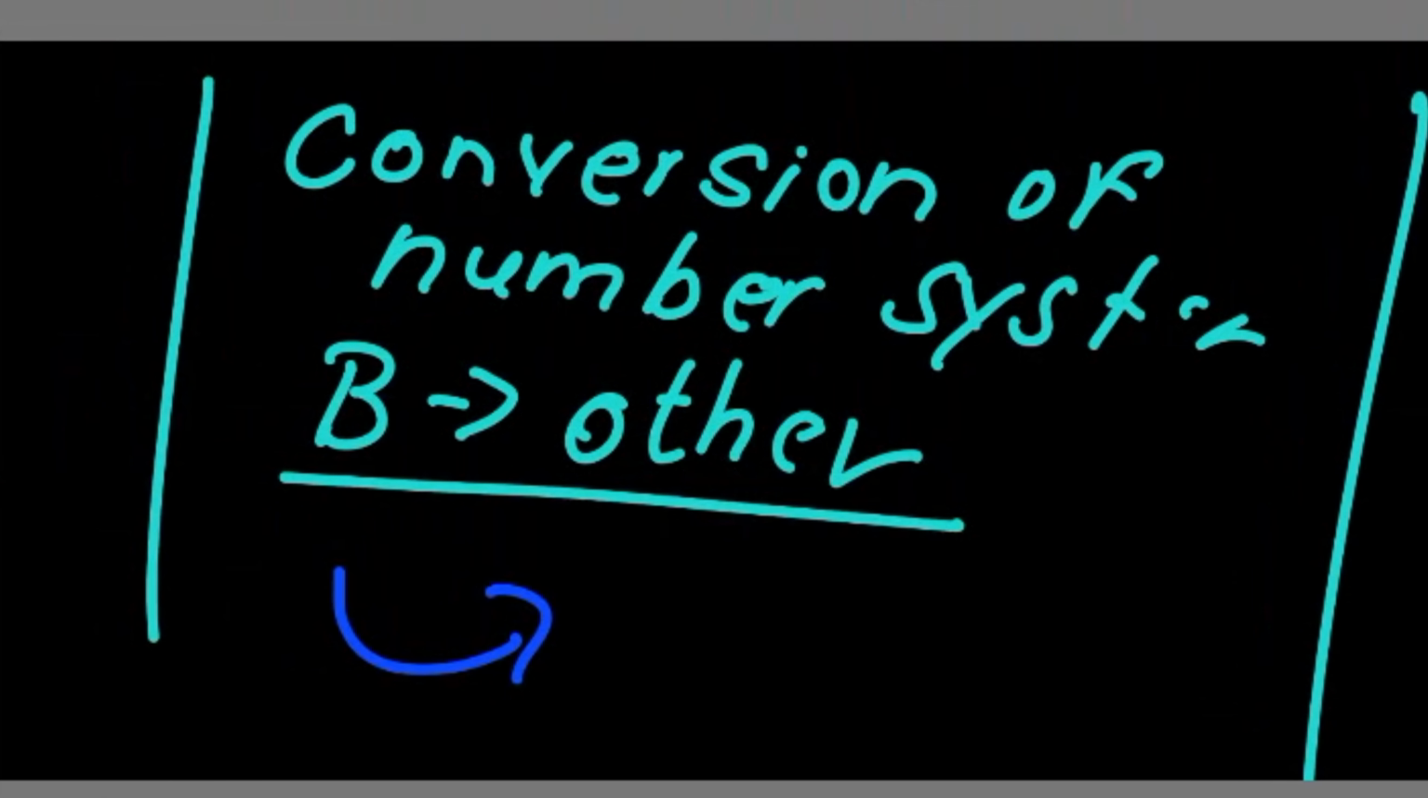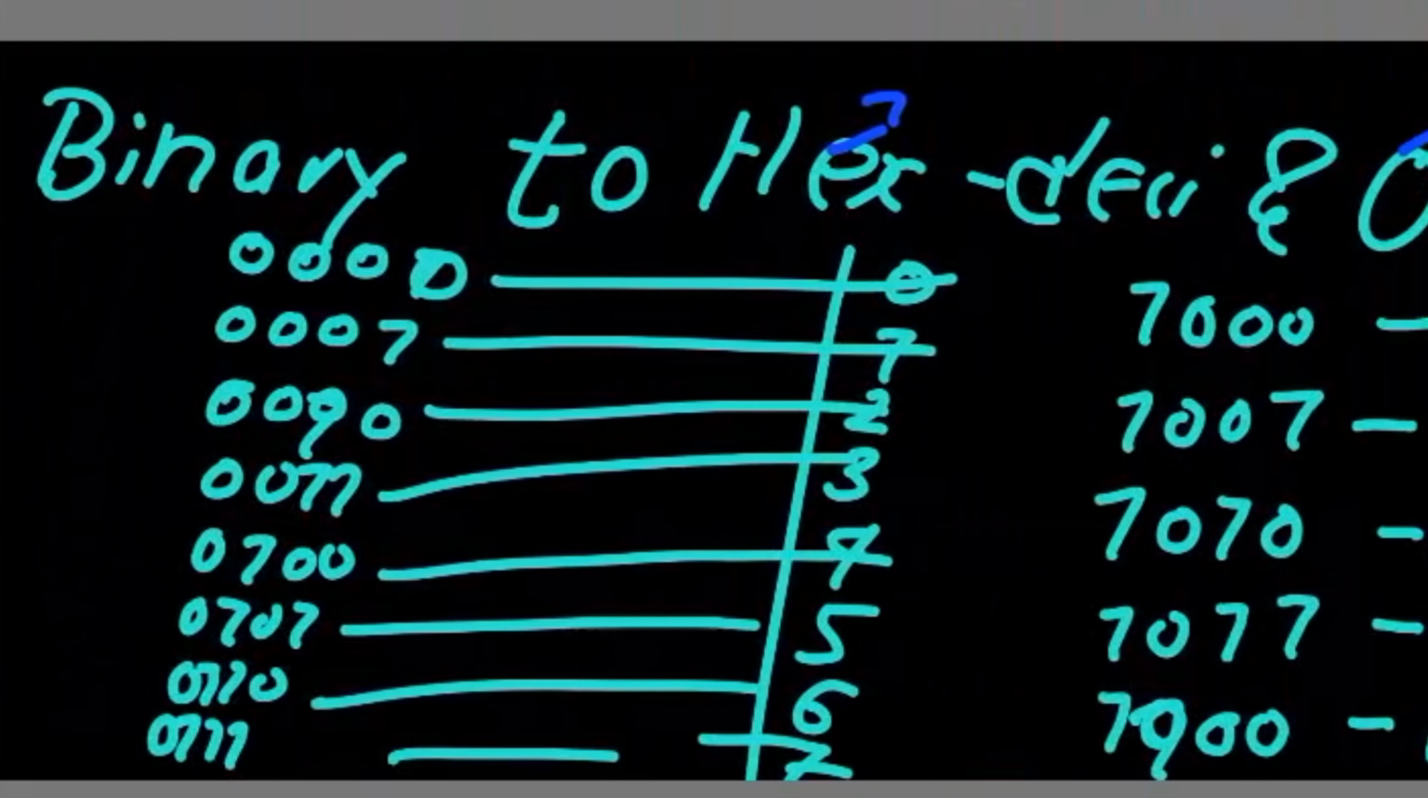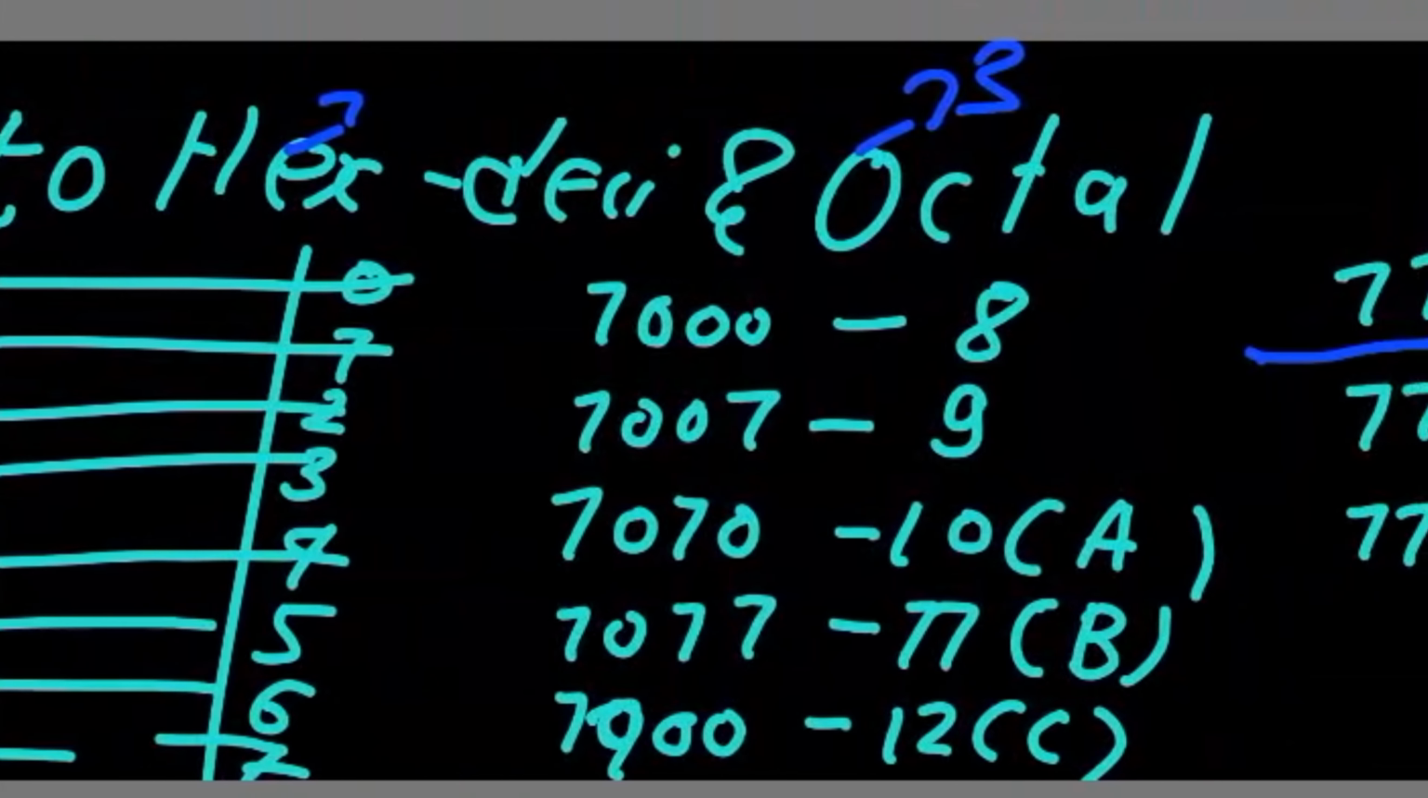In conversion of number systems, we learn conversion of binary number system to other numbers, hexadecimal to other numbers, decimal to other numbers, and octal to other numbers. Let's start with binary number system to other numbers. Let's start with binary to hexadecimal and octal number system.